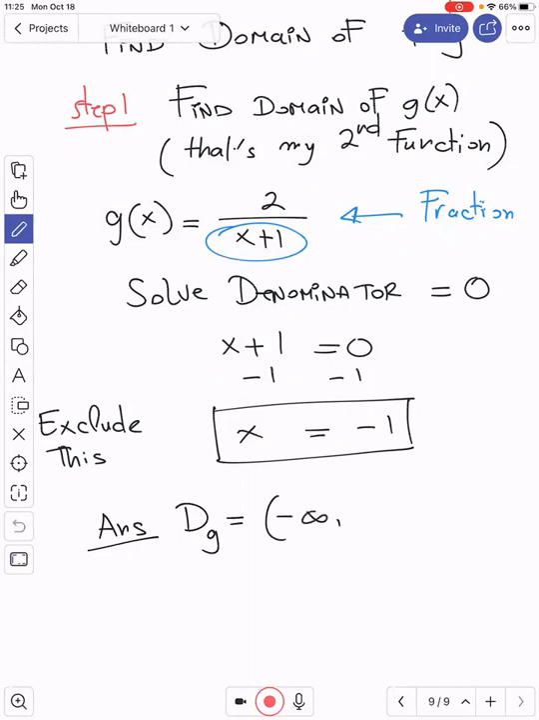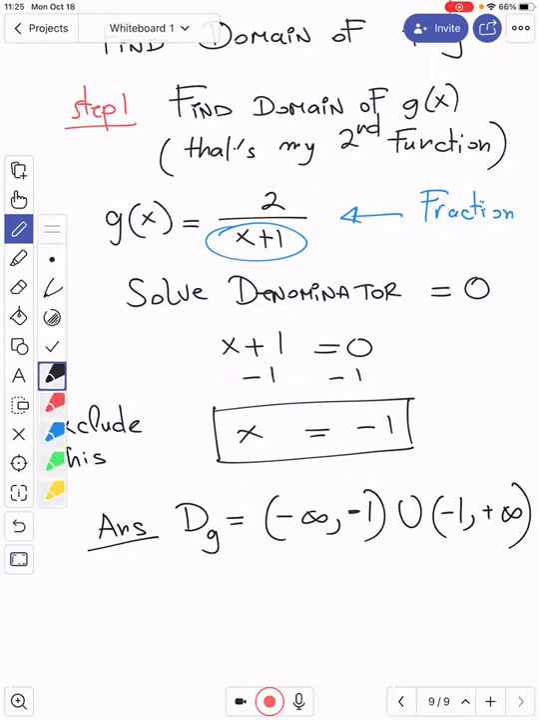So on your number line, you have to stop at -1. So you go from -infinity to -1, you exclude the -1, and then you continue after -1. So that's -1 to positive infinity, right? So your -1 is excluded.